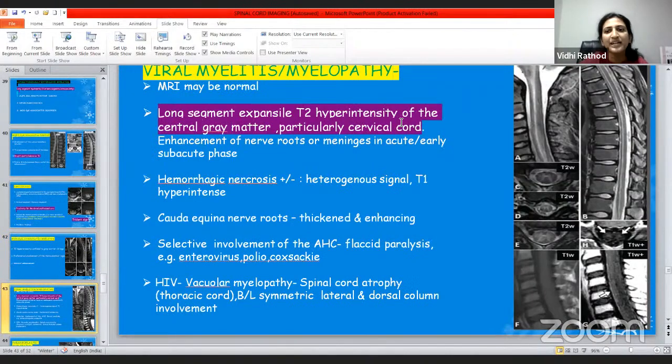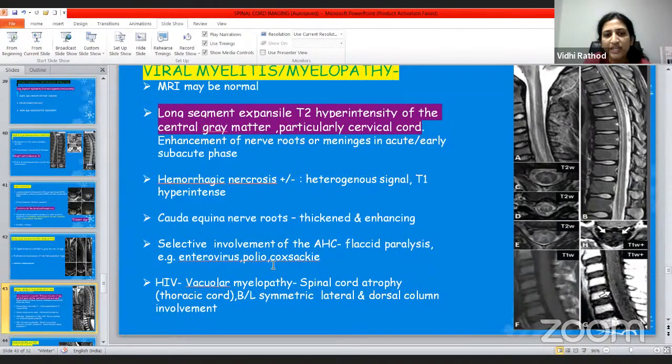Then coming to viral myelitis or myelopathy. In viral myelitis, the MRI may be normal, or there can be long T2 expansile hyperintensity of the central gray matter, particularly the cervical spinal cord. In viral myelitis, if it is in the acute or early subacute phase, we might even see post-contrast enhancement or enhancement of the nerve roots. There can be hemorrhagic necrosis. If hemorrhagic necrosis is present, then that will lead to heterogeneous signal and T1 hyperintensity. In viral myelitis, there might be thickened and enhancing cauda equina nerve roots.